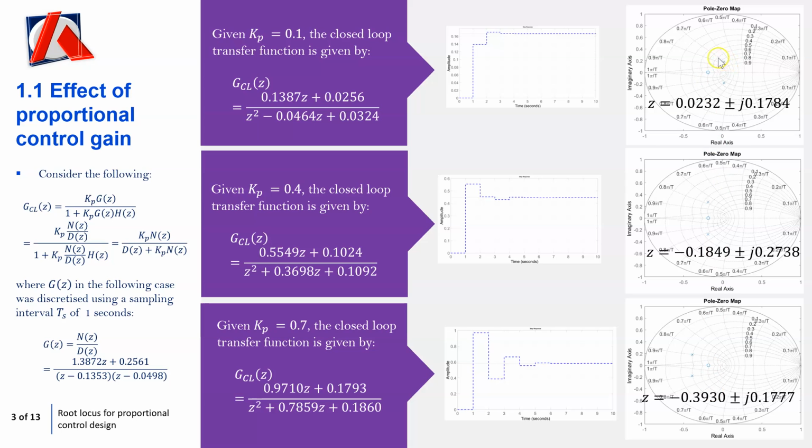What it's doing is effectively moving the poles to the left, and it looks a little bit like a circle. And if you were to continue to increase the gain, you would notice that at some point the poles would exit the unit circle, and hence the system would become unstable.